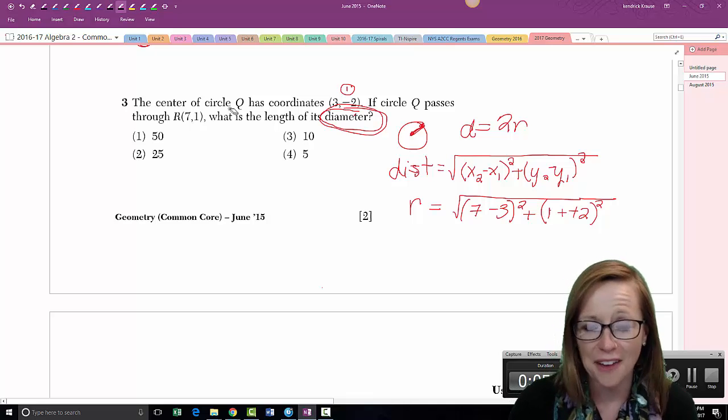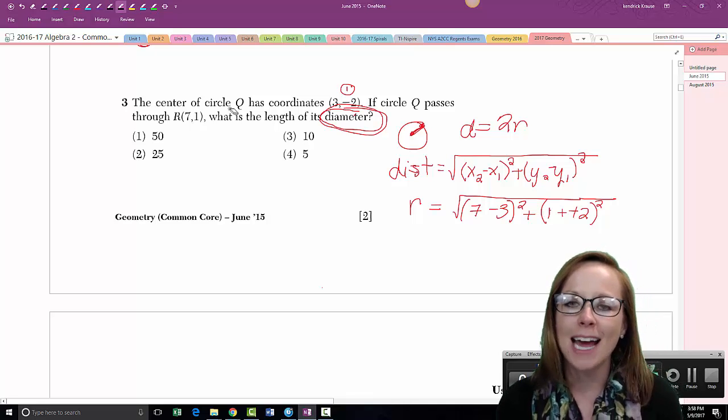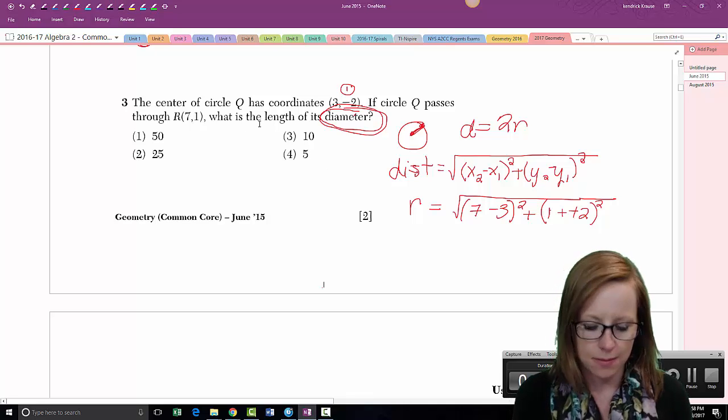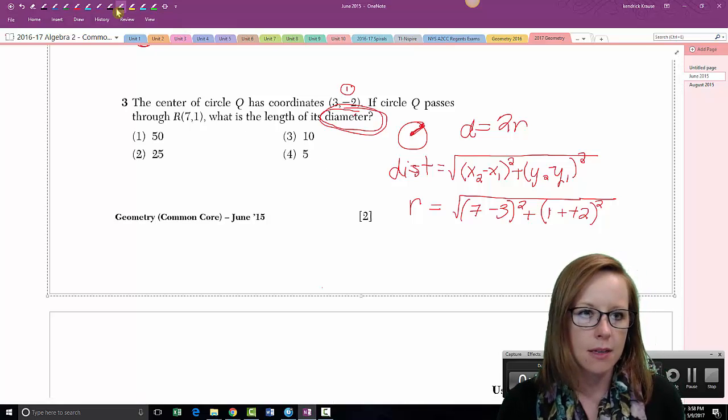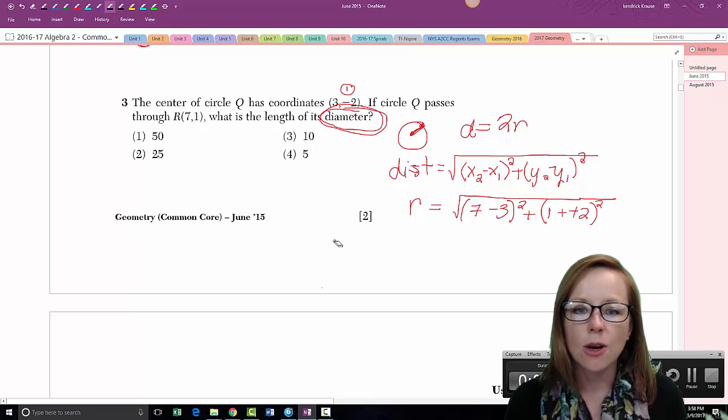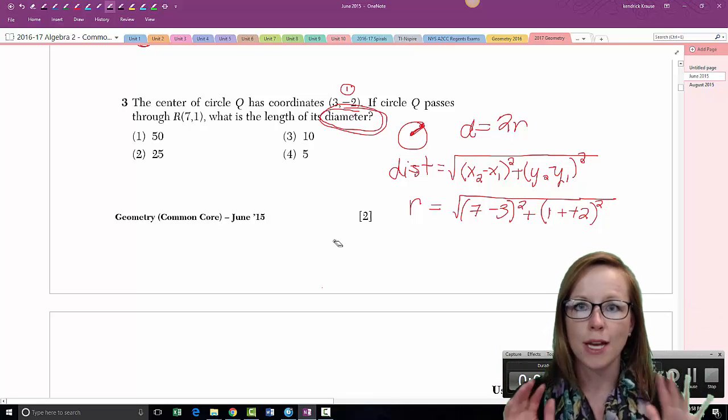Well, the radius is 5, so that means that the diameter is 2 times 5. So the diameter is going to be 10. All right, so the diameter is 10, so choice 3.